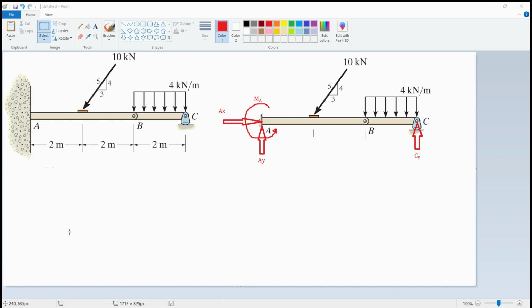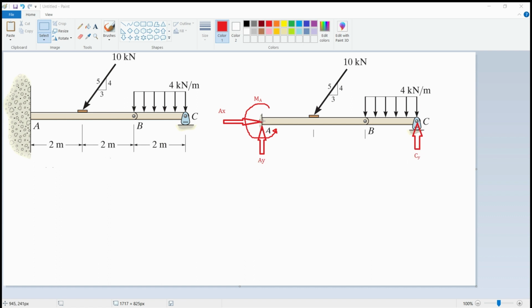Here we have the free body diagram where the fixed reaction at the wall has been replaced with the horizontal and vertical forces, as well as the resistance to rotation moment, and the rocker at C has been replaced with the vertical force. Here we can only solve for AX. We can't solve for AY versus CY.